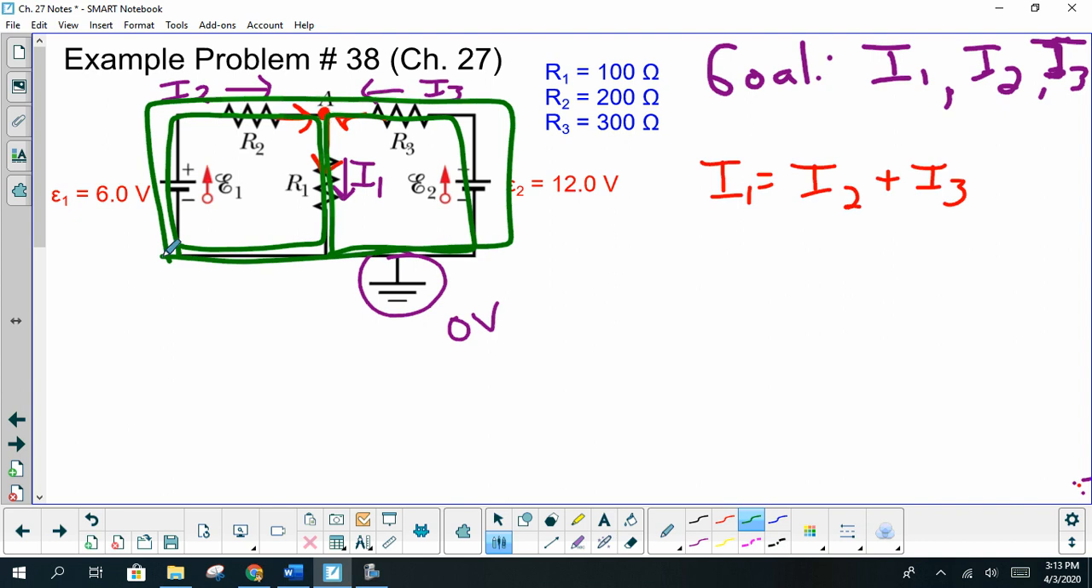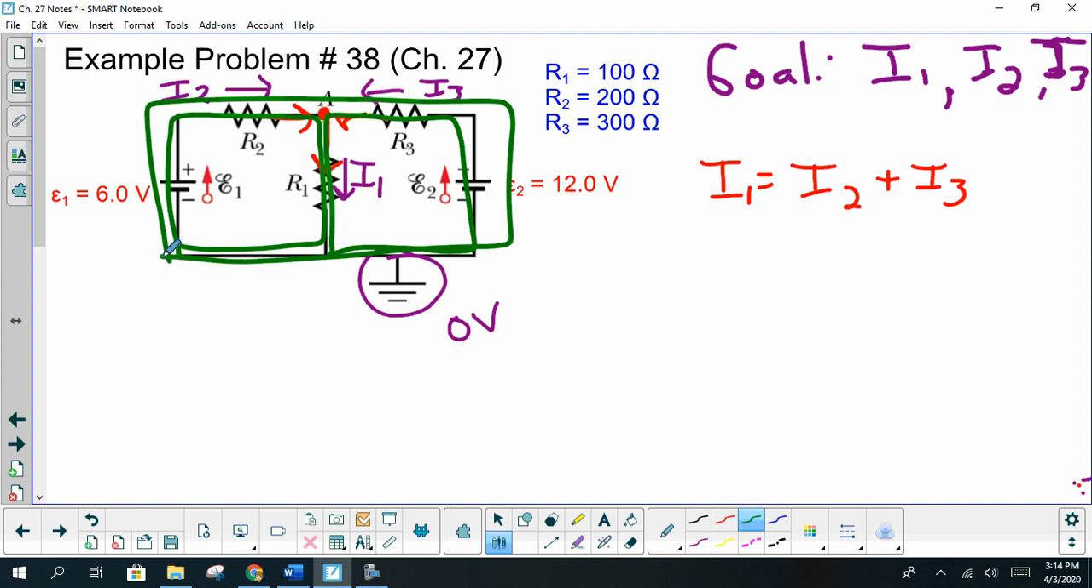Now, we don't need to actually do all 3 of those, and you can see that the outer loop actually uses parts of the 2 inner loops, and the 2 inner loops also overlap with the current through R1. So my suggestion would be to use 2 of those 3 loops. If you use the extra one, you'll just have an extra non-unique equation that is just kind of hanging out there like an appendix. You won't really need it.